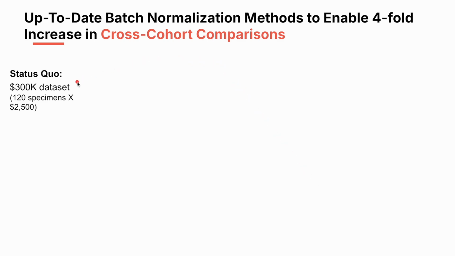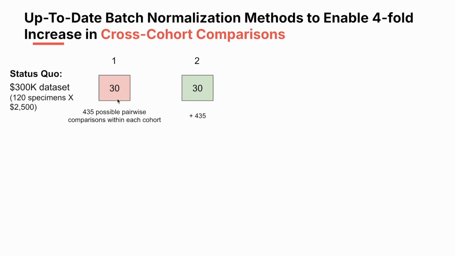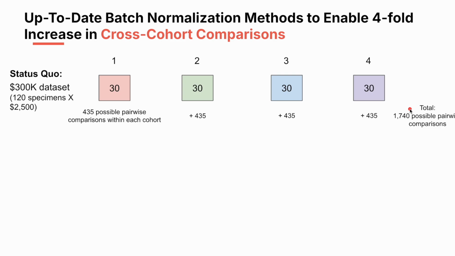Let's make this more detailed. So let's take an example dummy data set from a drug developer, and we're going to show how you can enable cross-cohort comparisons. So let's take the status quo. This is a $300,000 data set. Imagine a drug developer spent $2,500 per specimen, and at 120 specimens. In the first cohort, there are 30 specimens, which only allows you 435, which is 30 choose 2 possible pairwise comparisons. The second cohort, again, another 435 comparisons. The third cohort, same thing. And the fourth cohort, another 435, yielding 1740 possible pairwise comparisons. Immediately, you can tell that you aren't able to compare between batches 2 and 4 or batches 3 or 2. You can, but you'll risk this false positive issue we mentioned about earlier.